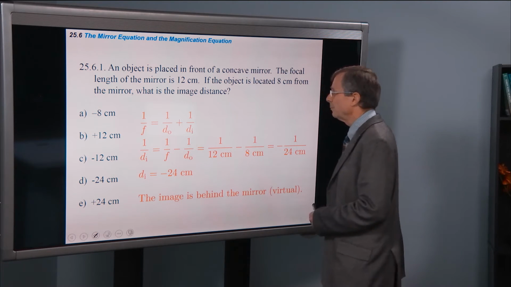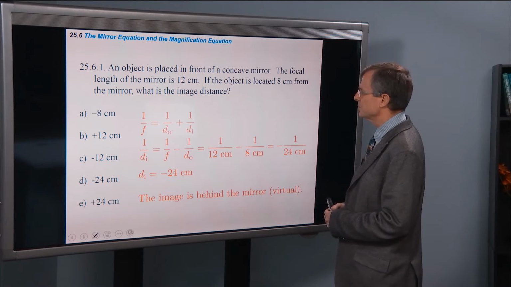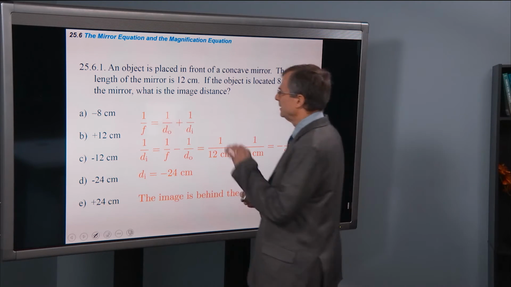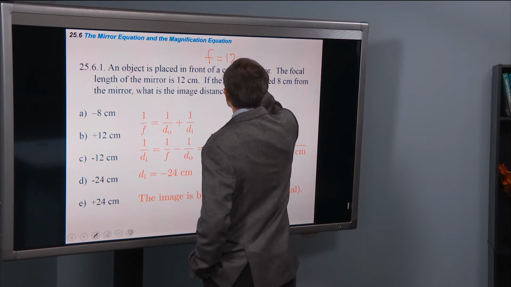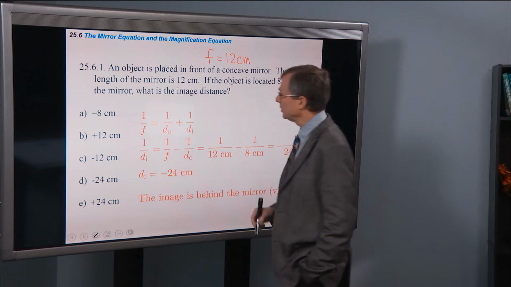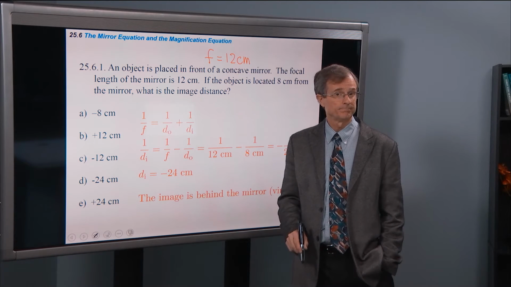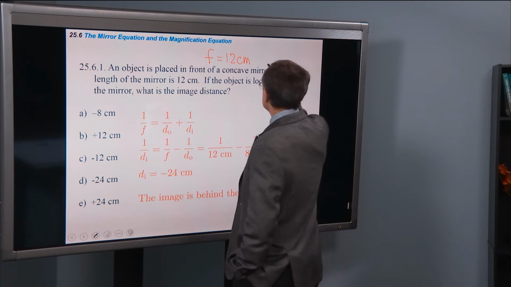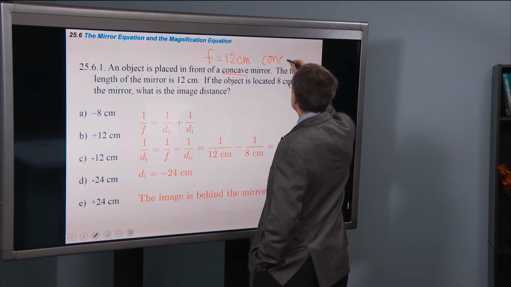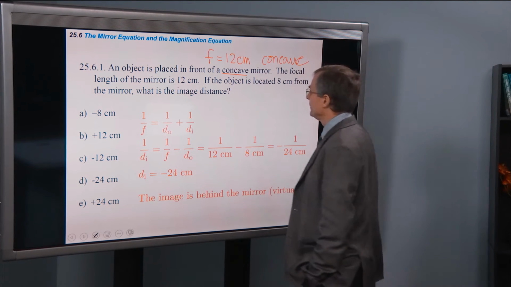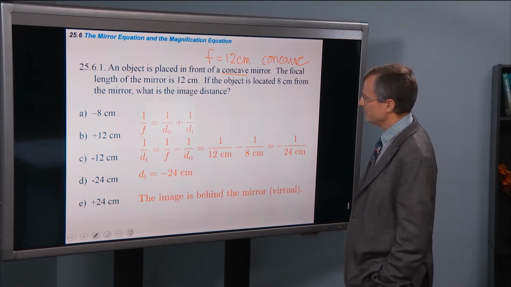An object is placed in front of a concave mirror. The focal length of the mirror is 12 centimeters. So that tells you some information. If the focal length is 12 centimeters, what kind of a mirror is it? Concave or convex? Concave. In fact, we've already been told that. If the object is located 8 centimeters from the mirror, what is the image distance?